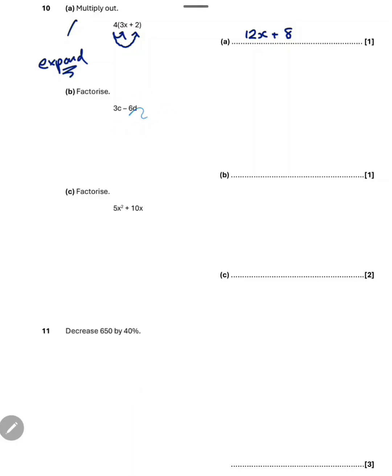Factorising is going the other way. I'm going to try and put this back into brackets. So we need to know what goes into 3 and 6, or what's a common factor of those. 3 goes into 3, 3 goes into 6, open some brackets. And then we're saying 3 times something is 3c. Well, 3 times c is 3c. And 3 times something is negative 6d. 3 times negative 2 is the negative 6. But I want a negative 6d, so 3 times negative 2d is negative 6d.